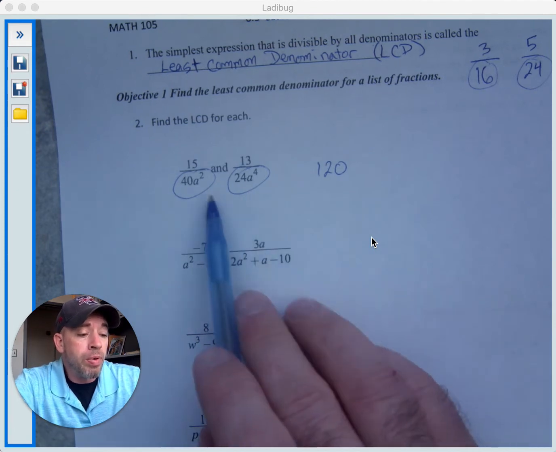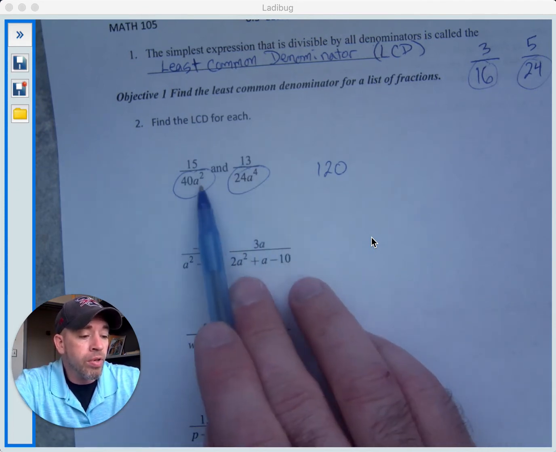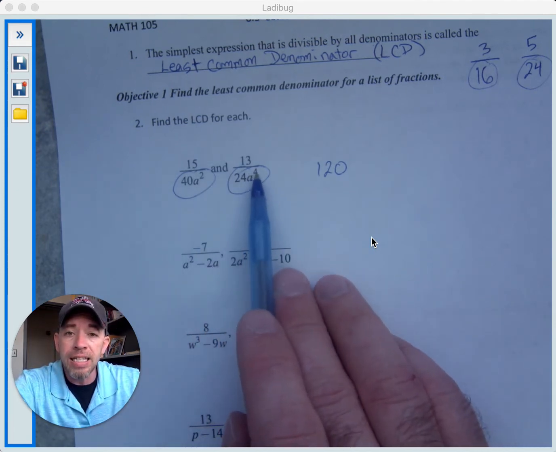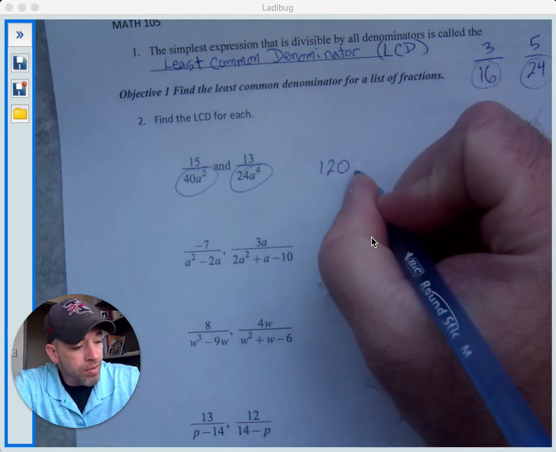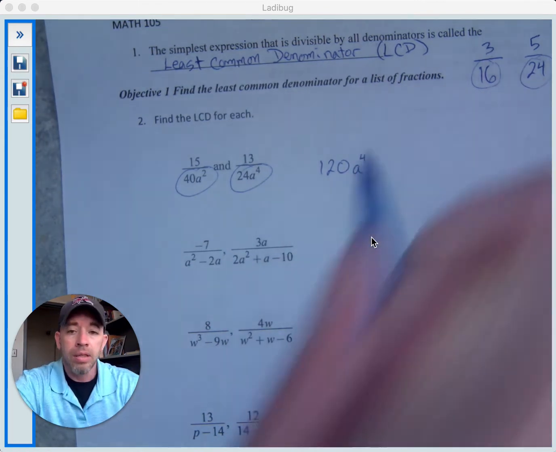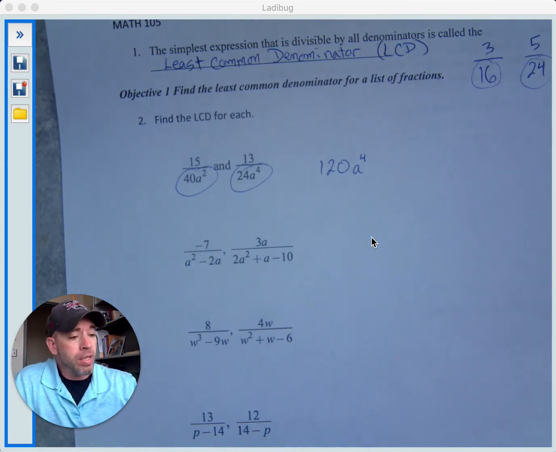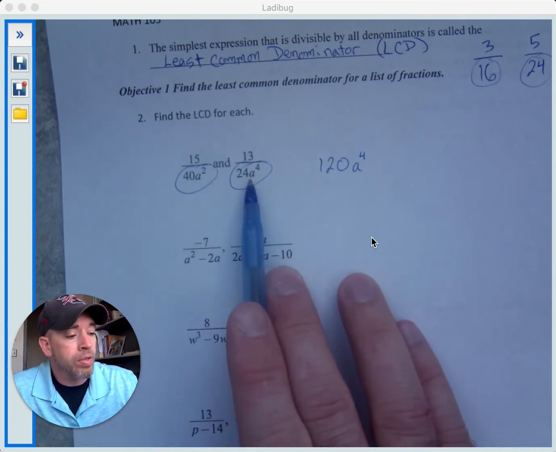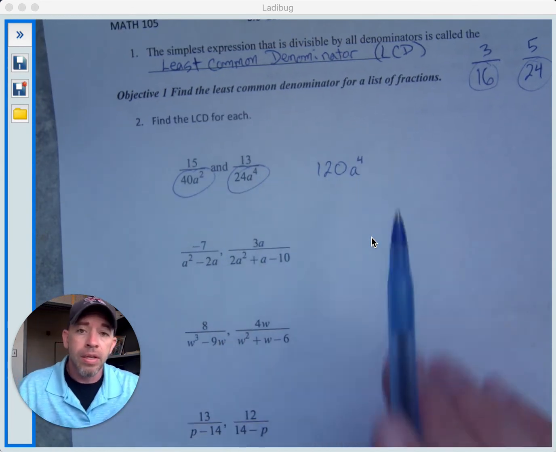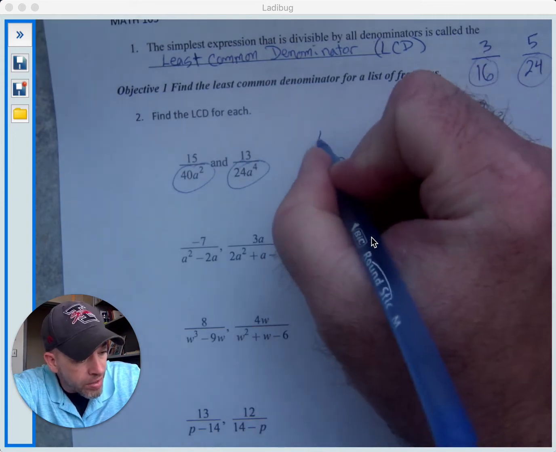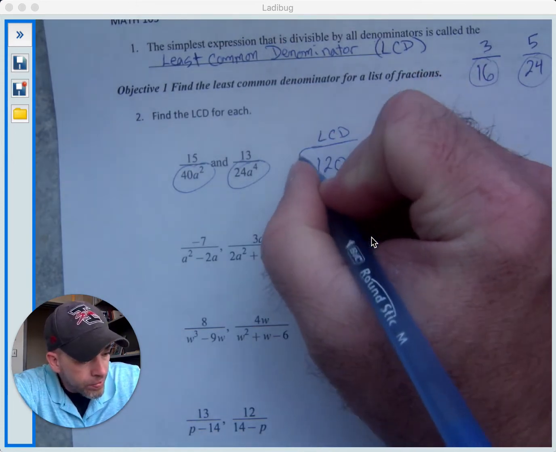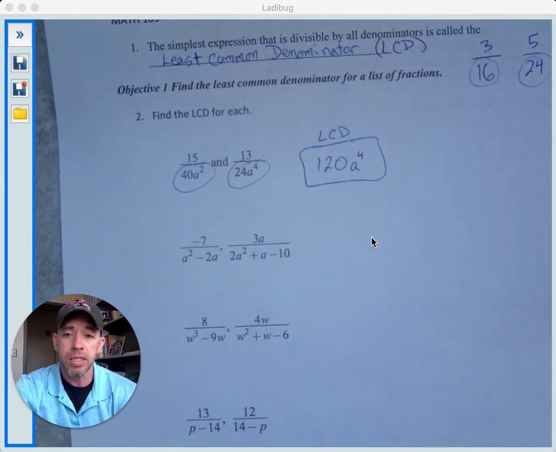Then when you look at the expressions, a squared and a to the fourth, well, those will both go into a to the fourth. They would also go into a to the 6th, a to the 5th, even a to the 8th, but the smallest one that a squared and a to the fourth will both go into is a to the fourth. So 120 a to the fourth, that is your LCD. So that's one type of problem you might see in this section.